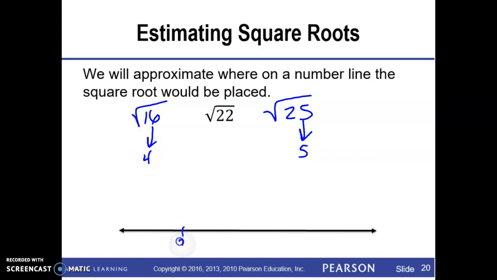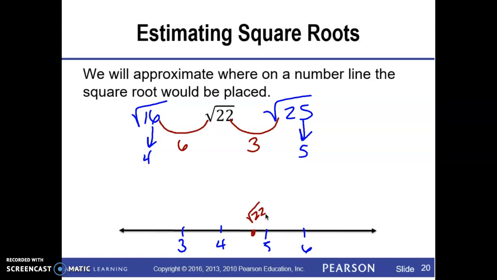So if I put some numbers on my number line down here, I know that the square root of 22 is going to be in between 4 and 5 because the square root of 22 is in between the square root of 16 and the square root of 25. Okay, so let's see. The distance between 22 and 25 is 3. The distance between 16 and 22 is 6. So the square root of 22 is going to be closer to square root of 25 than it is the square root of 16. So I'm going to put it here, more than halfway past, and that's going to be the square root of 22.